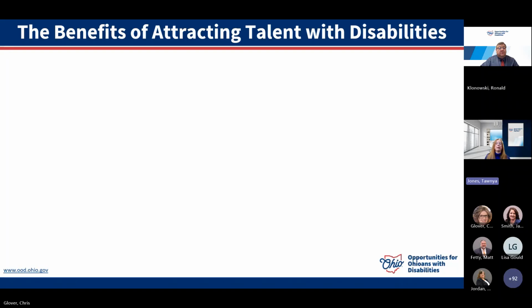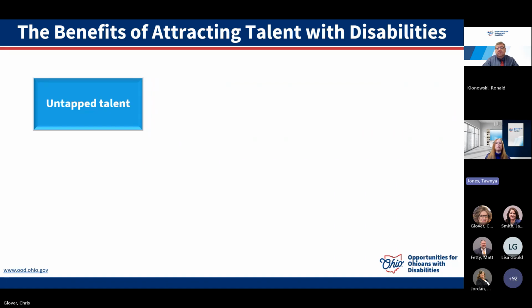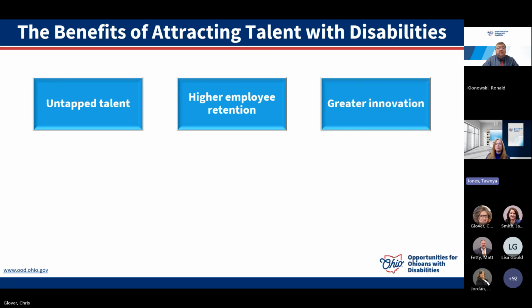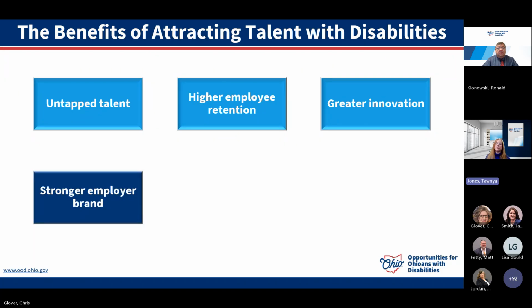So attracting qualified candidates with disabilities isn't just the right thing to do, it's a smart business strategy. When you actively include people with disabilities in your recruitment efforts, you open the door to a broader, often untapped talent pool of qualified candidates that can fill skill gaps and build more innovative teams. Higher employee retention, especially when inclusion is built into workplace culture. Greater innovation, as teams that include employees with disabilities bring new perspectives and problem-solving approaches. And a stronger employer brand, which appeals to customers, clients, and future employees alike.